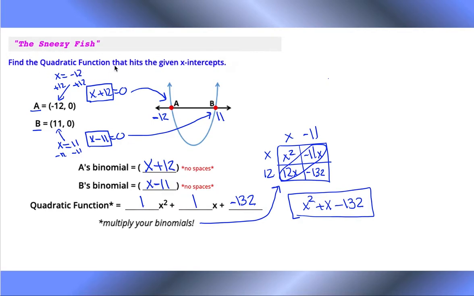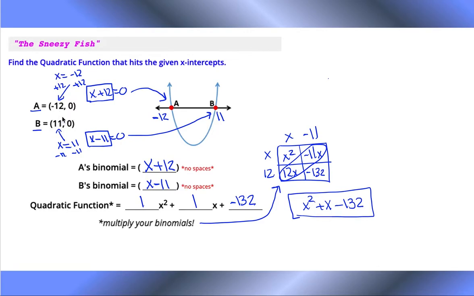Find the quadratic function that hits the given x-intercepts. All right, friends, so here is a quadratic function that's already graphed. You find out that it has x-intercepts of -12 and +11. What does that mean? Well, that means you can reverse engineer the binomials, and then the binomials will build the original quadratic function that graphed it.